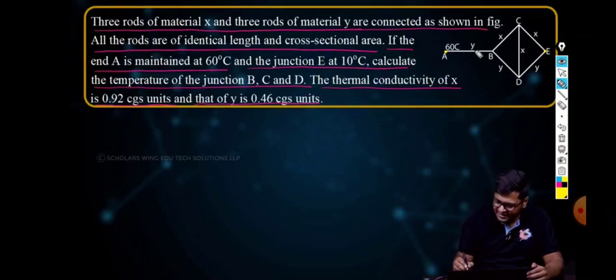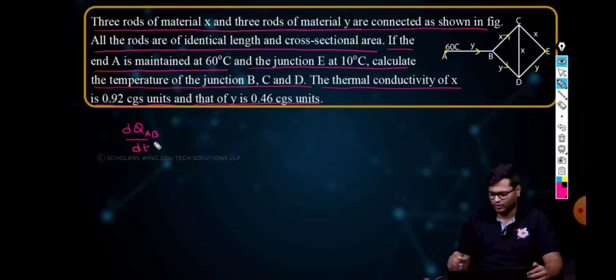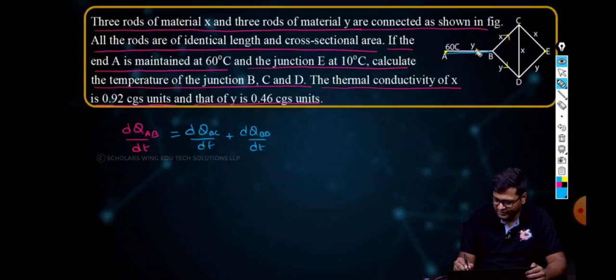Let us find that. Say heat is flowing from A to B, and here it is splitting, some into B to C and some into B to D. Whatever heat is flowing from A to B, let me call it dQAB by dt, the heat current, heat flowing per unit time. That should be equal to dQBC by dt plus dQBD by dt. Why is it so? Because whatever heat is coming through this is getting split into 2. So by the junction rule, heat current entering should be equal to heat current leaving.